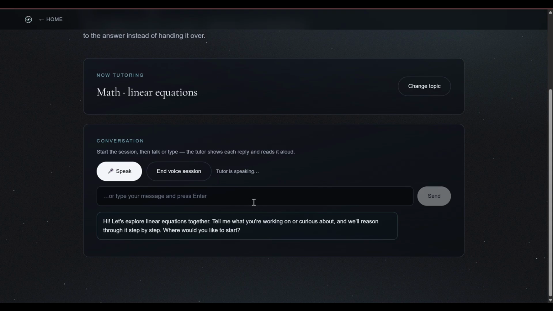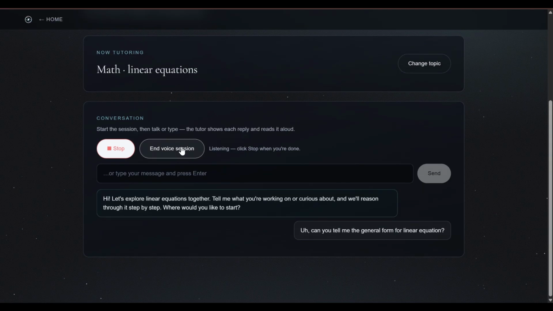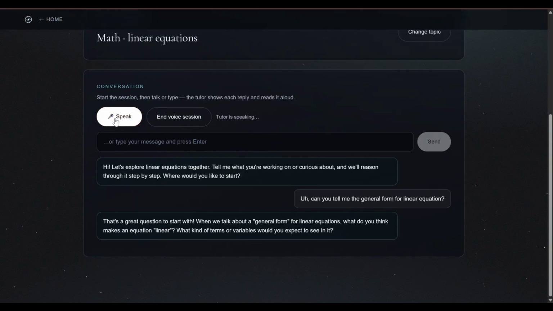Hi, let's explore linear equations together. Tell me what you're working on or curious about, and we'll reason through it step by step. Where would you like to start? Can you tell me the general form for a linear equation? That's a great question to start with. When we talk about a general form for linear equations, what do you think makes an equation linear? What kind of terms or variables would you expect to see in it?